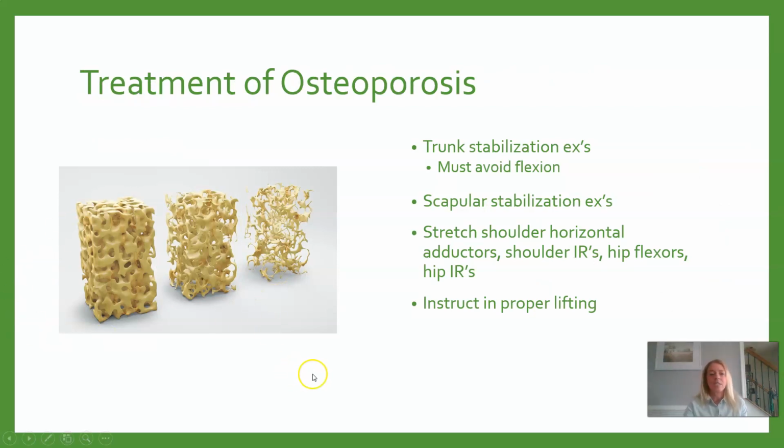Osteoporosis. I found this picture and it truly amazed me. Looking at your porous or cancellous bone and basically what happens through the course of osteoporosis, it's no wonder they have such an increased fracture rate. So again, when we're treating osteoporosis, we can do trunk stabilization exercises, but avoid a lot of trunk flexion because of the pressure that puts on the anterior vertebral bodies.